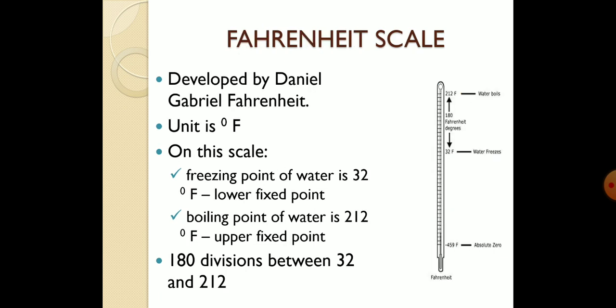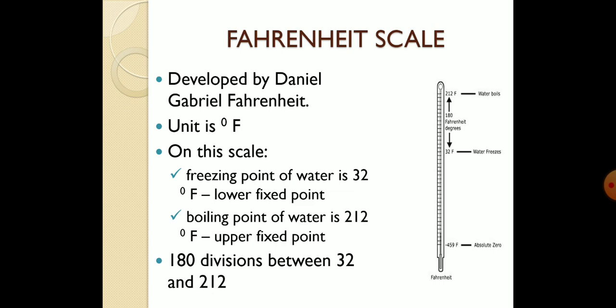Now coming to the Fahrenheit scale. This scale, you see how tall it is or how long it is. It was developed by Daniel Gabriel Fahrenheit. The name of the scientist here is Daniel Gabriel Fahrenheit. The unit here is degree Fahrenheit. Here the freezing point is 32 degree Fahrenheit, and the boiling point is 212 degree Fahrenheit. So at 32 degree Fahrenheit your water freezes, and at 212 degree Fahrenheit your water boils.